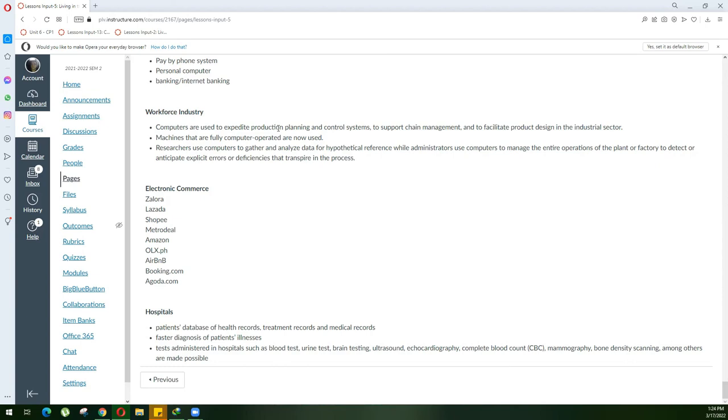Machines are now fully computer operated. Researchers use computers to gather and analyze data for hypothetical reference, while administrators use computers to manage the entire operations of the plant or factory. We also use it for electronic commerce. As you are all aware, we have the samples Shopee, Lazada, Zalora, Airbnb, Amazon. For hospitals, they are used as patients' database of health records, treatment, and medical records.